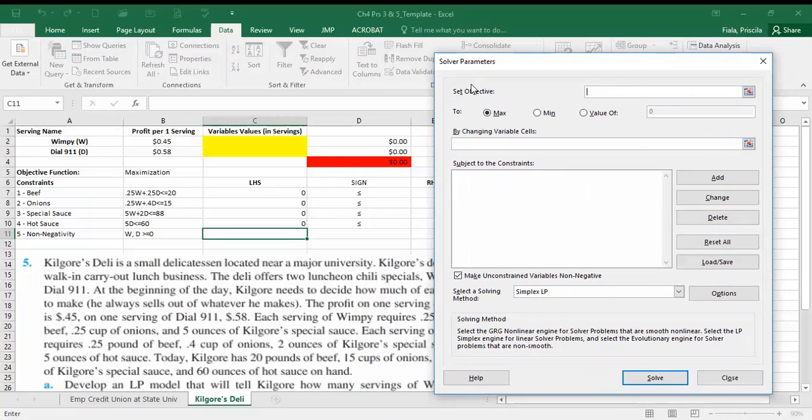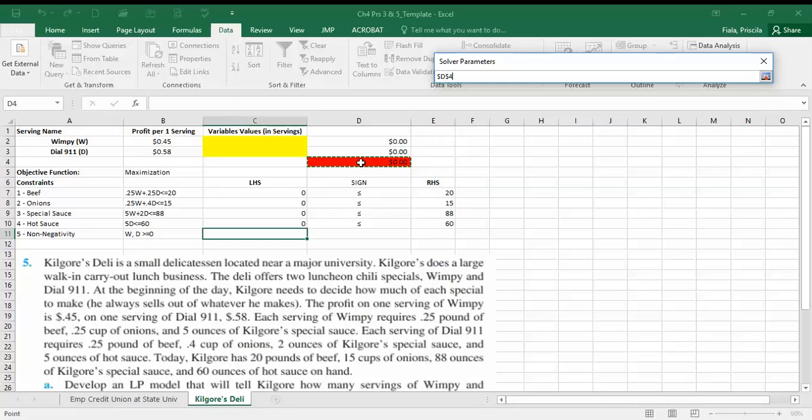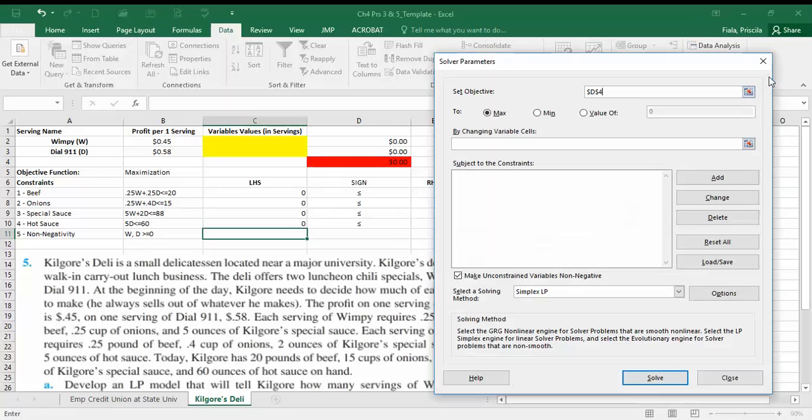Okay, so now what is our objective? Our objective is to learn this value right here, the maximum dollar amount we can make by combining the servings of Wimpy and Dial 911. So my objective function is in this cell right here, which has a formula in it. If it does not have a formula, Solver will not be able to solve it for you.